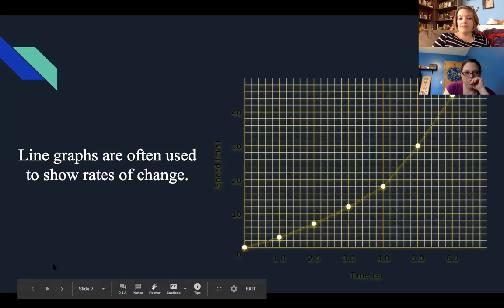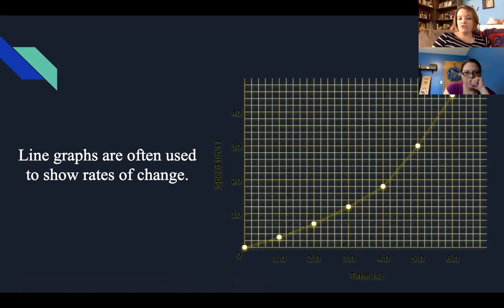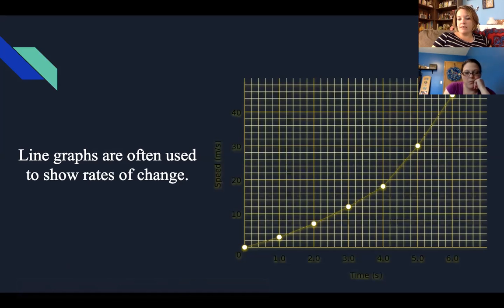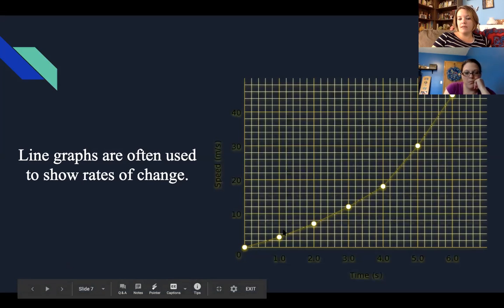All right, and this is a line graph. It says line graphs are often used to show rates of change. So if you see right here, the bottom part, or the x-axis, is time. And the more time goes up, the higher the speed is, because see over here on the y-axis, that's the speed. So a line graph shows rates of change.